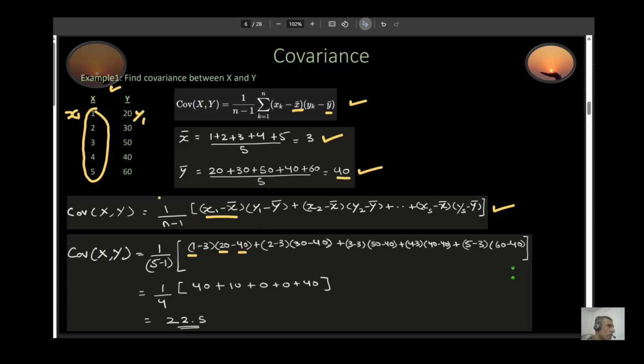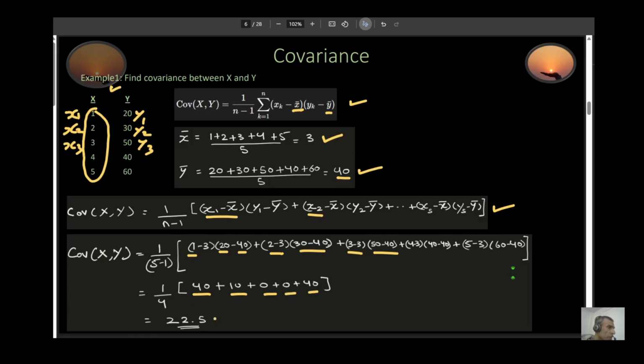Plus, then you take the second one, you do the same thing, x2 minus x bar times y2 minus y bar. So in this case, this is my x2, and this is my y2. So substituting a value, 2 minus 3 times 30 minus 40, and then you do the same thing for x3, and this is your y3, and you just substitute the numbers in there, and your answer will come out to be something like this: 40 plus 10 plus 0 plus 0 plus 40.